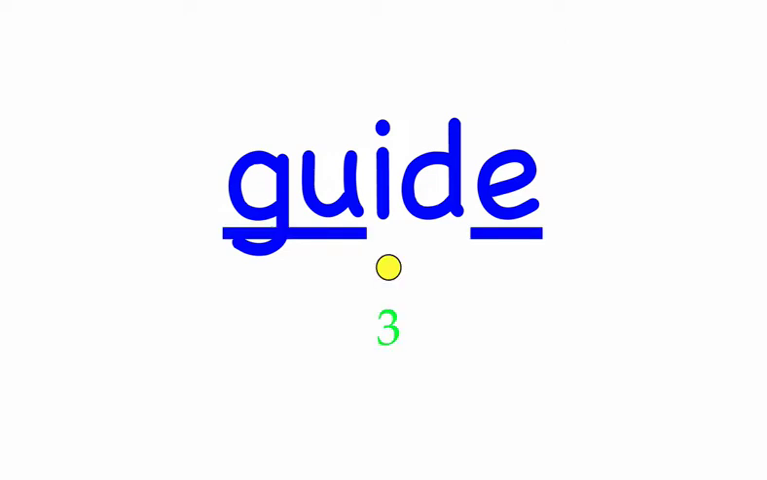Guide. Now, GU is a team here because the GU is followed by I. Remember, GU is a team when it's followed by E, I, or Y, and thus the U is a buffer between the G and the E, I, or Y, allowing the G to represent its first sound, G.